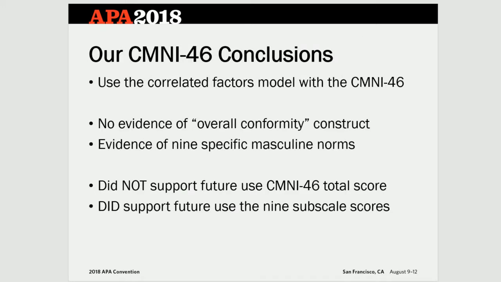So, in conclusion, use a correlated factors model with the CMNI 46. That's what we determined. We did not find evidence of an overall conformity construct, and that's important because several scholars had been treating the instrument as if it could measure an overall thing, and they were using a total score. But we didn't find evidence that supports that sort of use. But we did find evidence of 9 specific masculine norms that can be appropriately measured with the subscale scores.